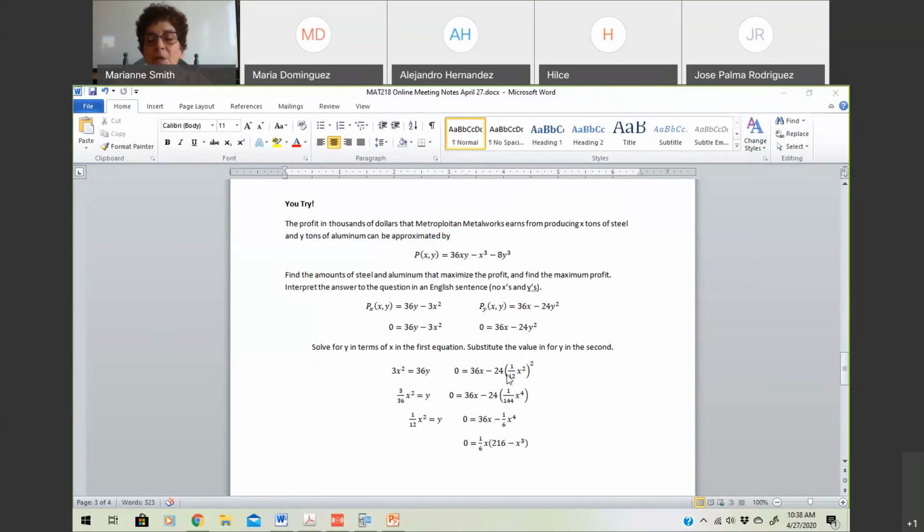So remember how you square a product. You square them separately. 1 squared is 1. 12 squared is 144. X squared is x to the 4th. Okay, that's just rules for exponents. Then you might notice here, hey, I got a 144 on the bottom and a 24 up in the numerator. Maybe I can cancel that out. And 24 does divide evenly 6 times into 144. So here's what I've got. Everybody okay with that? Okay with the substitution.